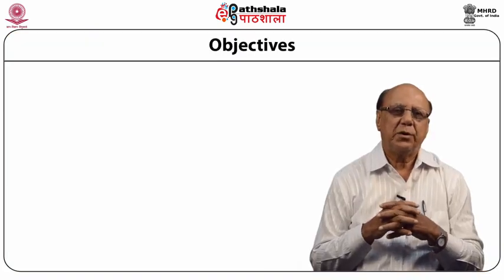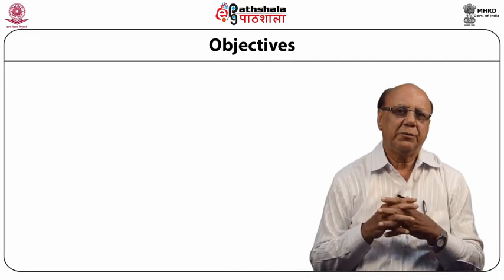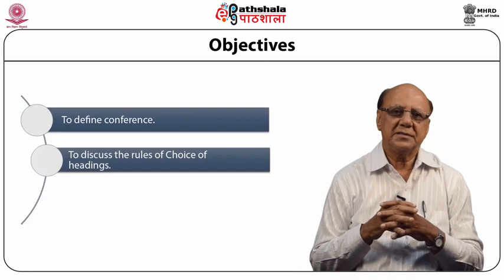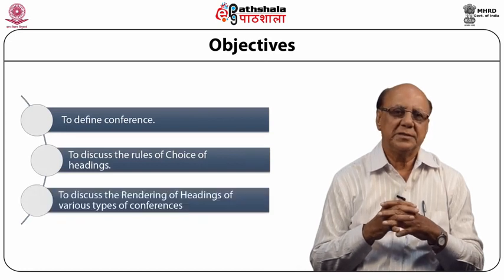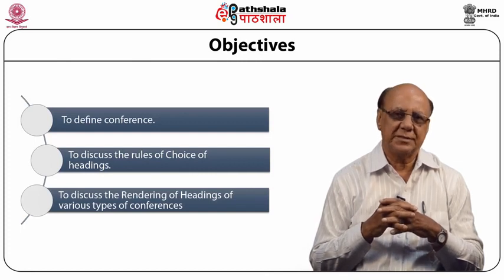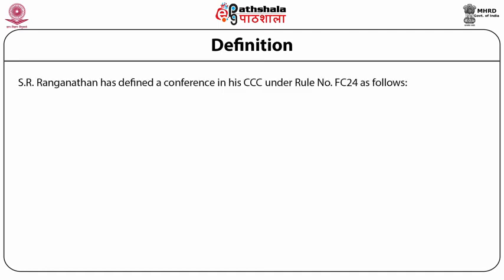Objectives of the module are as follows: to define conference, to discuss the rules of choice of heading, and to discuss the rendering of headings of various types of conferences. Definition of conference. S.R. Ranganathan has defined a conference in his CCC under rule number FC24 as follows.